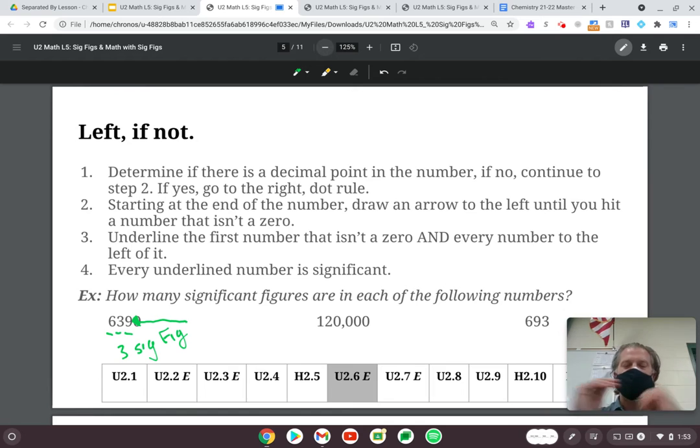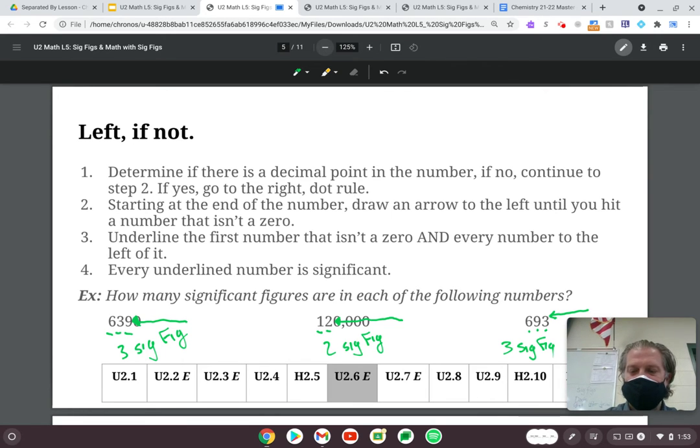Okay, now, next, 120,000, no decimal point. I'm going to do the same thing. I'm going to draw an arrow, coming in hard like that. And I see the 1 and the 2. So I'm going to count 1, 2. So this is 2 significant figures. And then lastly, the 693, I'm going to draw that arrow coming in. I get to the 3, and I count 1, 2, 3, and it's 3 significant figures.